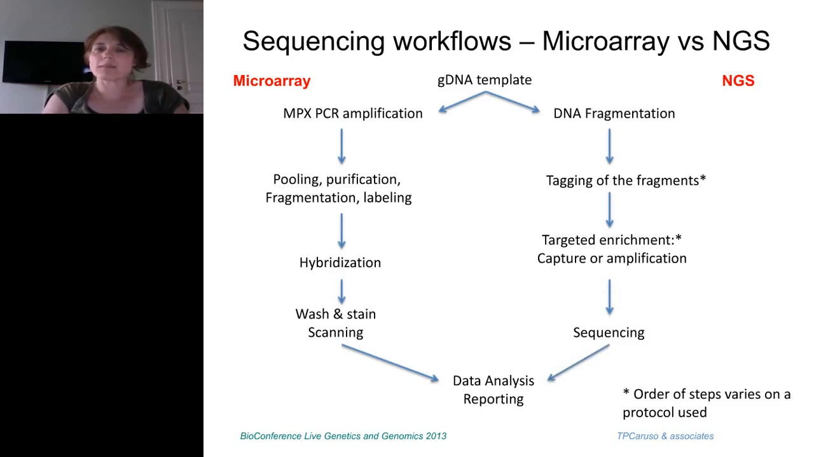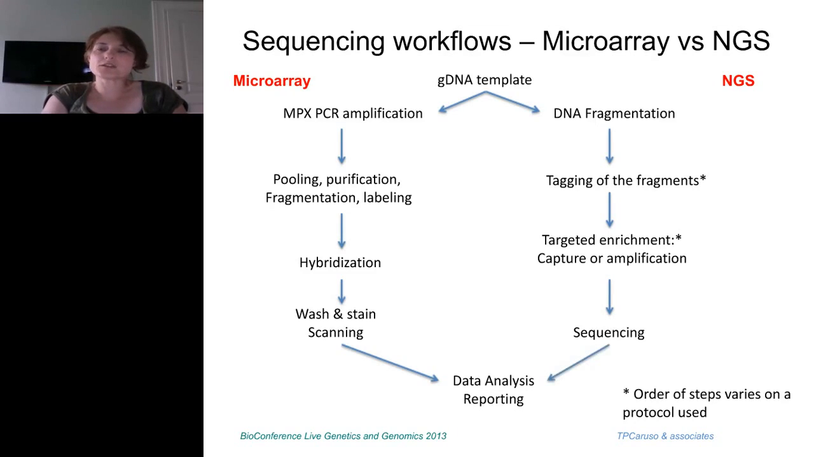Once the products are amplified, the pooling or purification needs to be done, and then the remaining steps such as fragmentation, labeling, hybridization or stain and scan follow normal Affymetrix protocols. So there is no magic. You just keep on going.